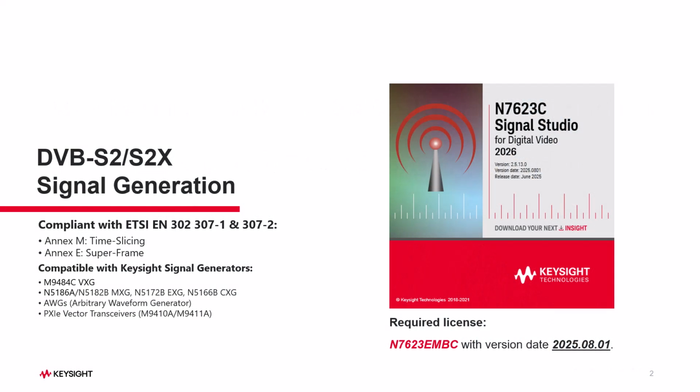With the latest N7623C Signal Studio 2026, you get full support for DVB-S2X core features, time slicing, super frames, and more. It's fully ETSI compliant and works across Keysight signal generators such as VXG-C, MXG, and PXI transceivers. If you are working on satellite receiver testing, you will love how simple this tool makes things.